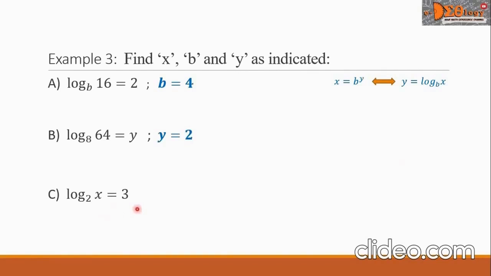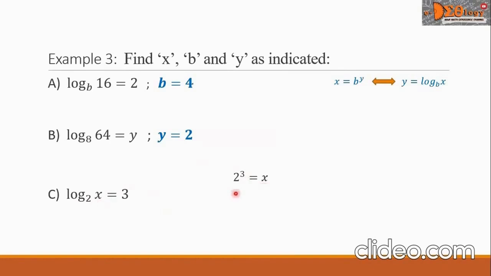I will now write the equivalent exponential form of letter C, and that is 2 cubed equals x. Again, the log with base 2, I will copy that number 2 here as the base also of the exponent. The number 3 is the exponent itself. So that is 2 raised to 3, and this is equal to this number x. And I will copy it here.